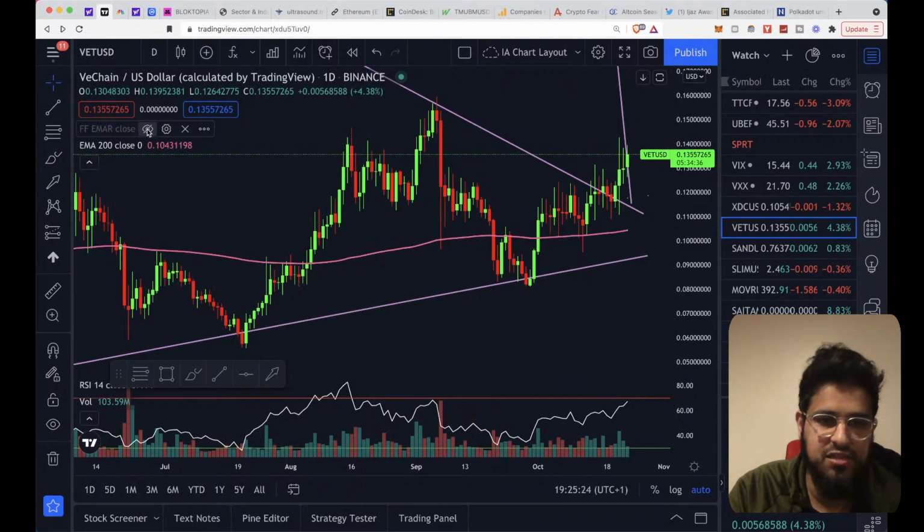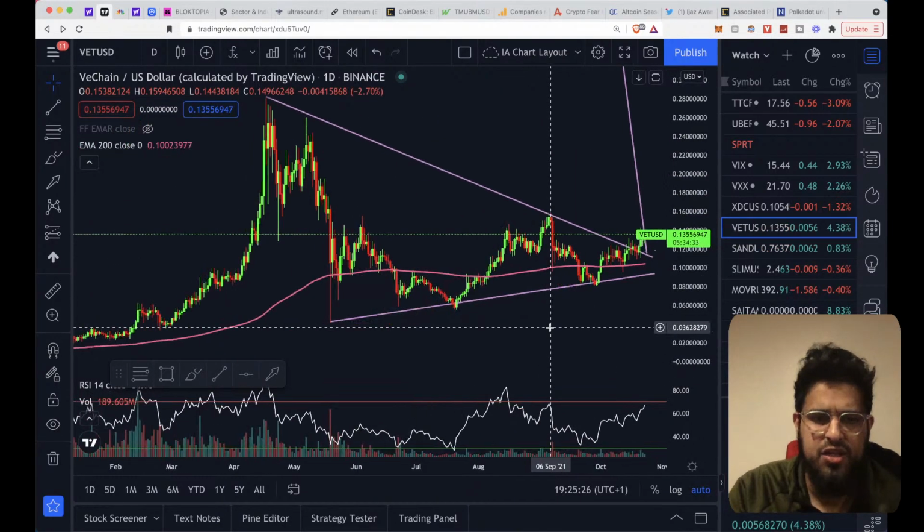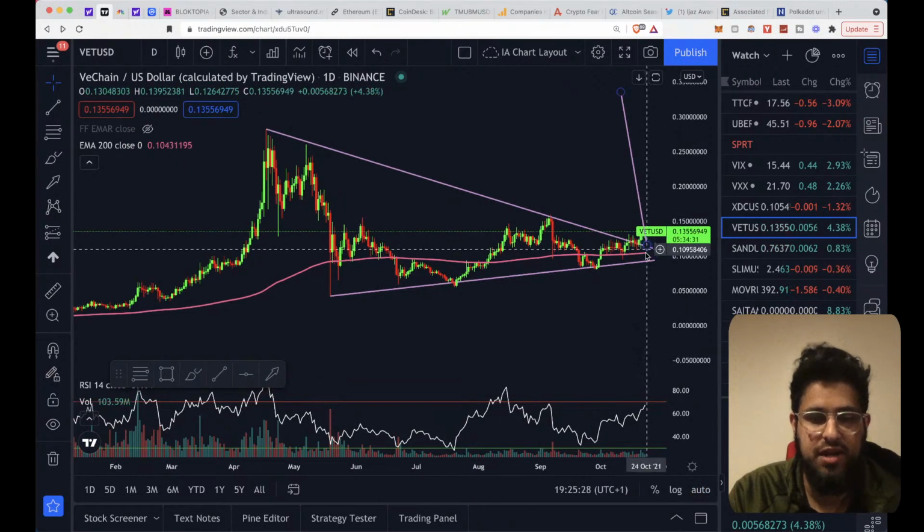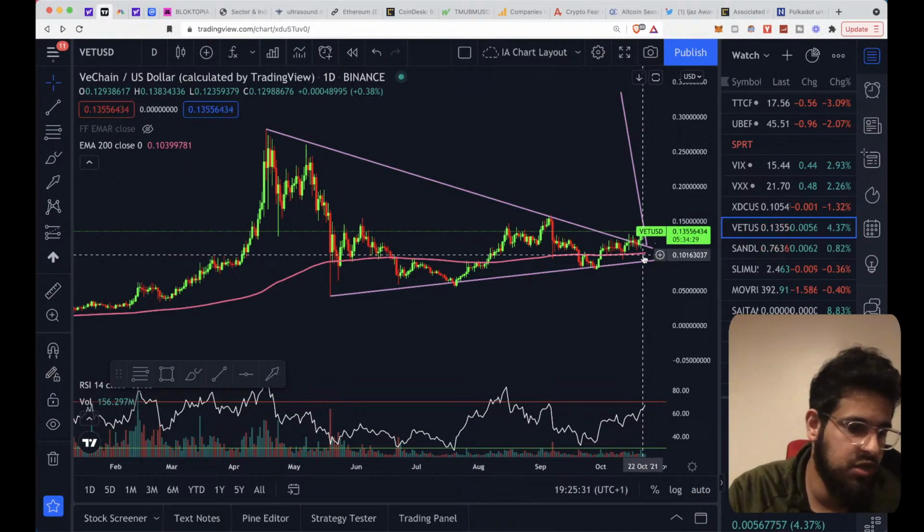Okay, so nice setup here. Finally got the breakout. Just hoping Cardano does the same thing, right? You can see it kind of consolidated for a long time. We'll need Cardano to do the same breakout.